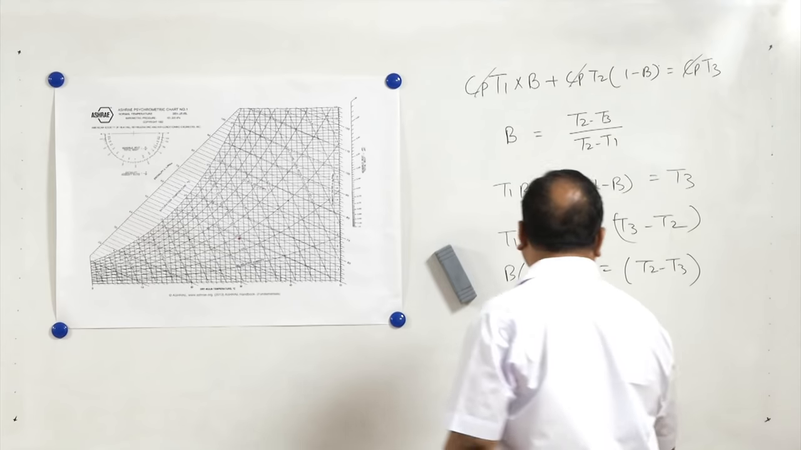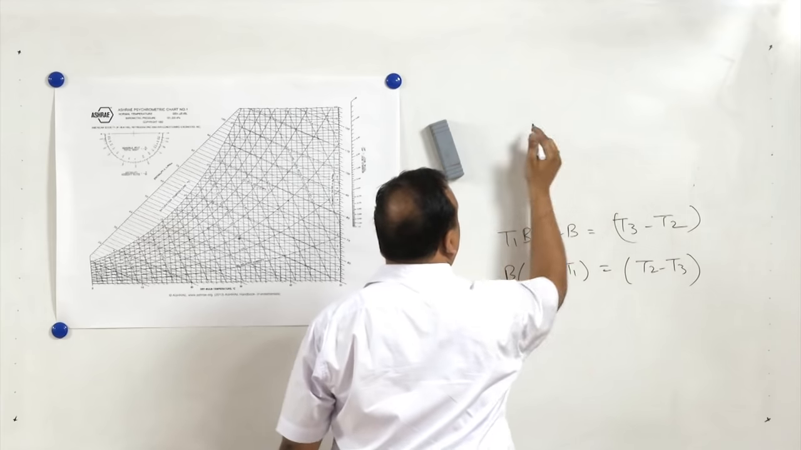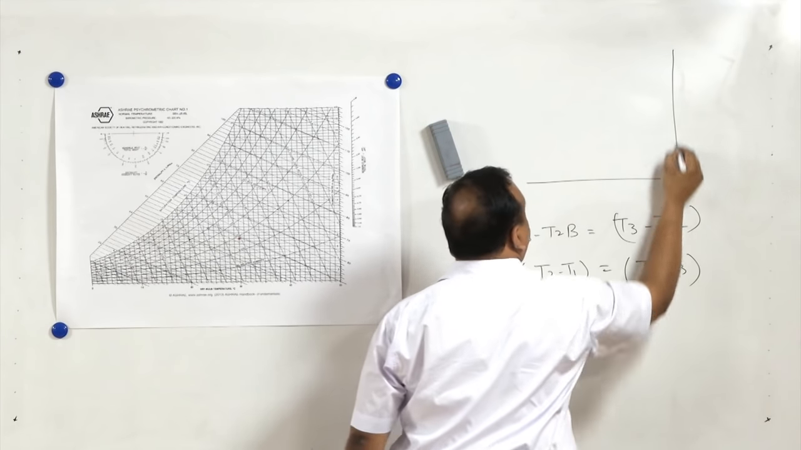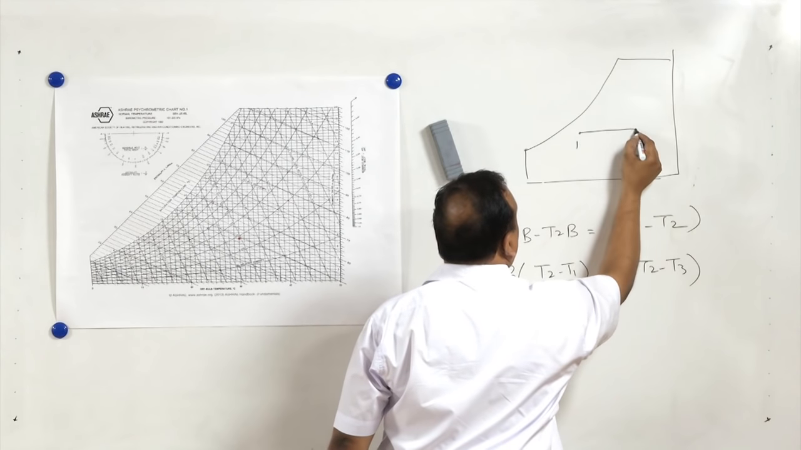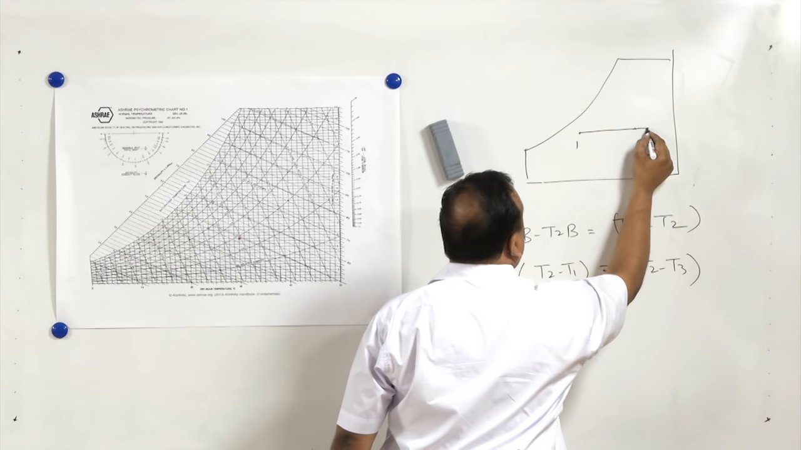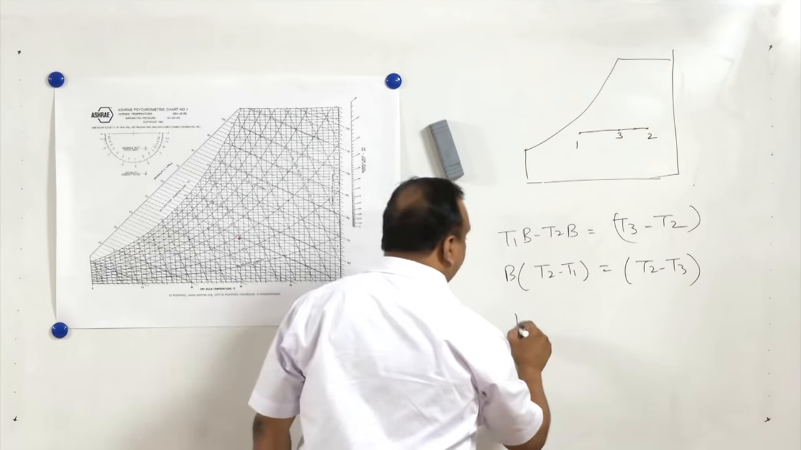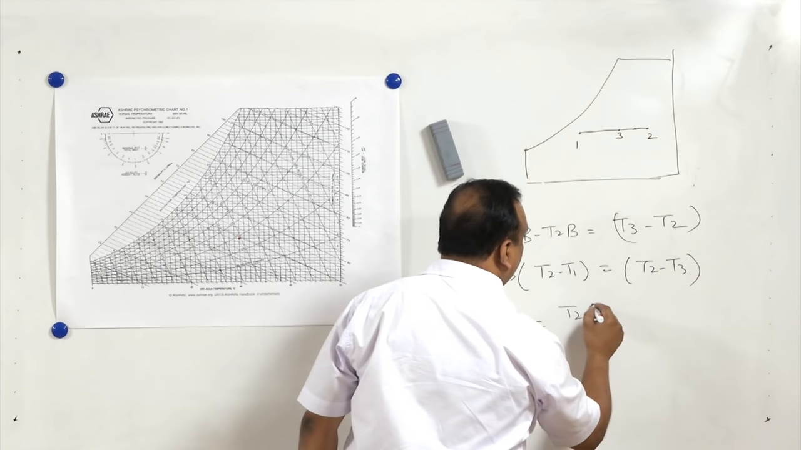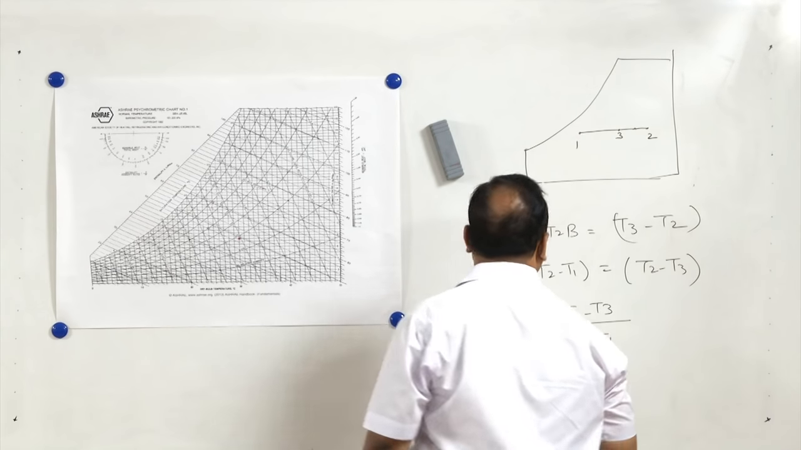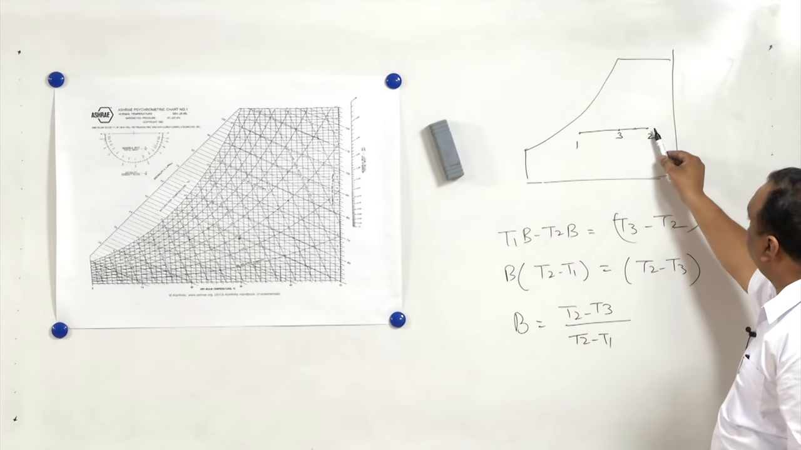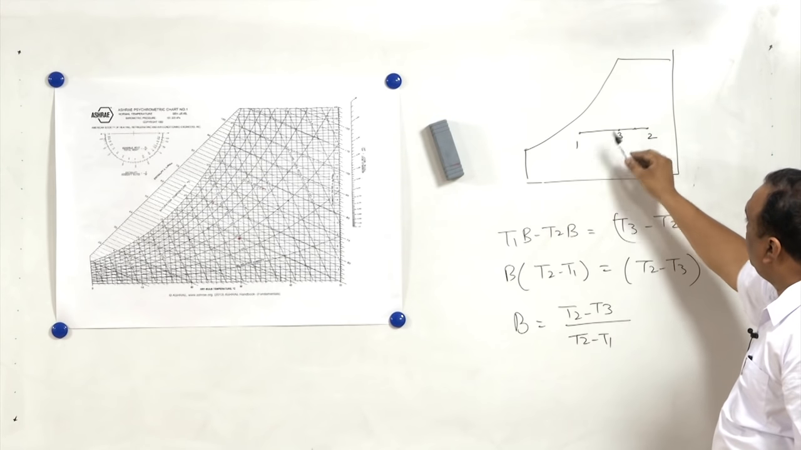On the psychrometric chart, we have shown that this is state 1, state 2 and this is state 3. So, bypass factor is (T2 minus T3) divided by (T2 minus T1). It means that it is the difference between the ideal temperature and the actual temperature at the exit of the coil.